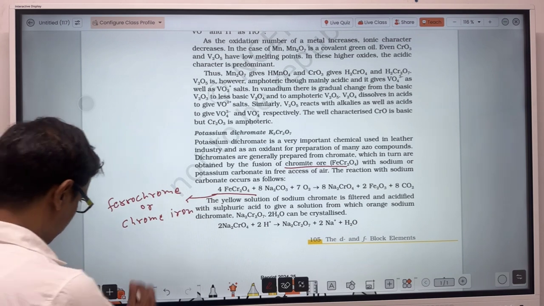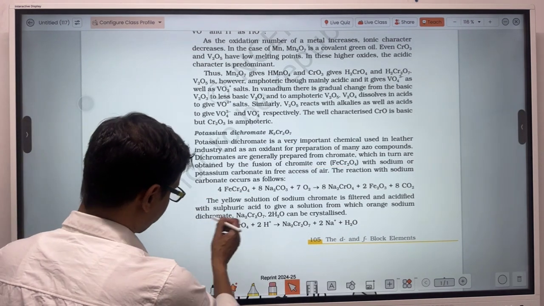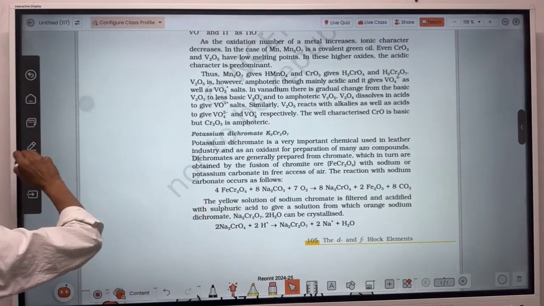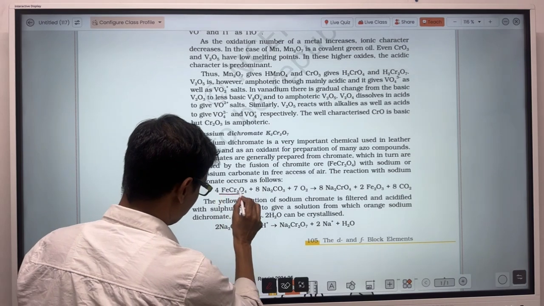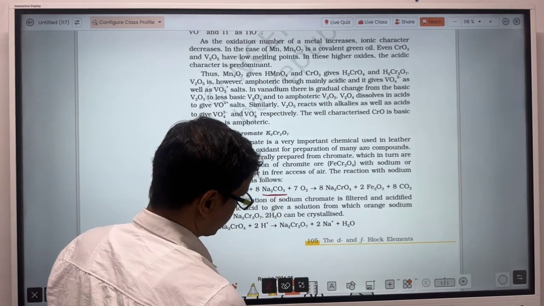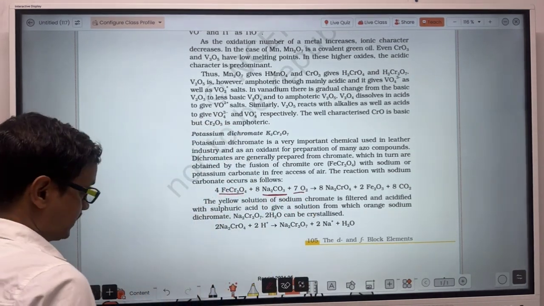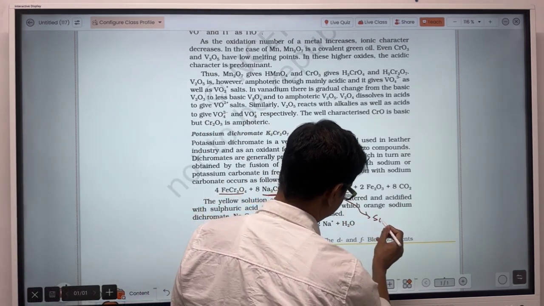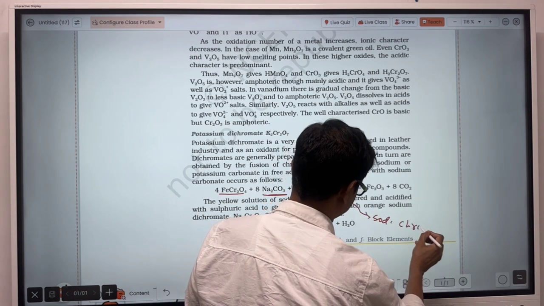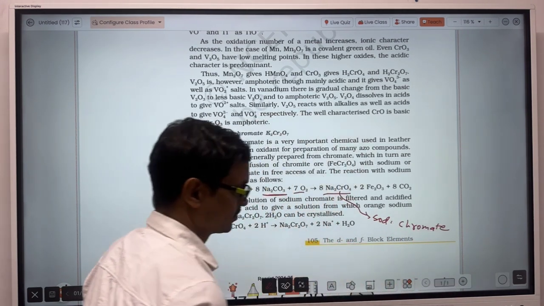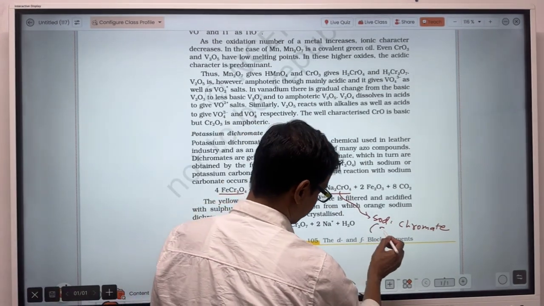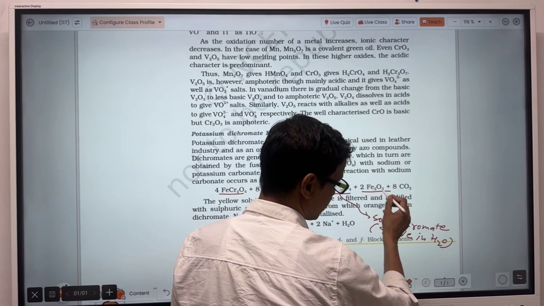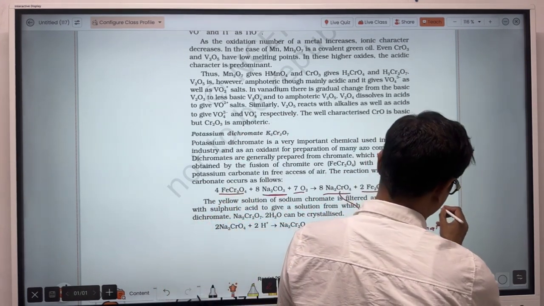How does that happen? Ferrochrome is reacted with sodium carbonate in the presence of oxygen. As a result, there will be formation of sodium chromate, which is soluble in water, and Fe2O3, which is insoluble in water.